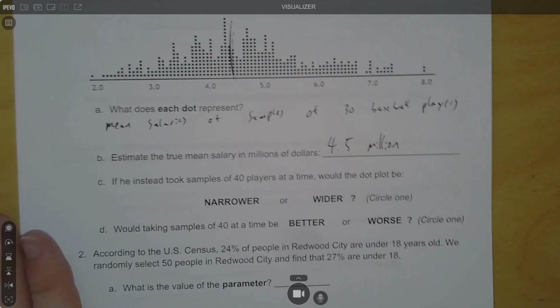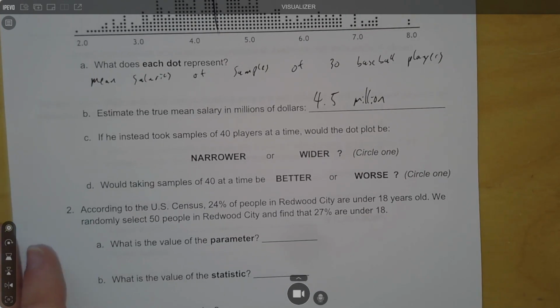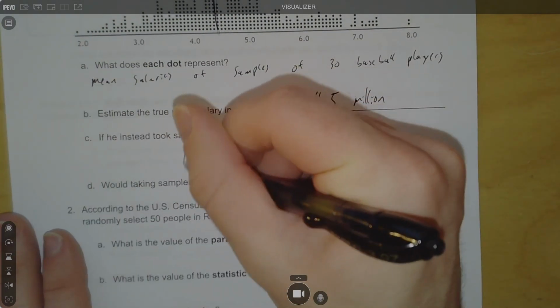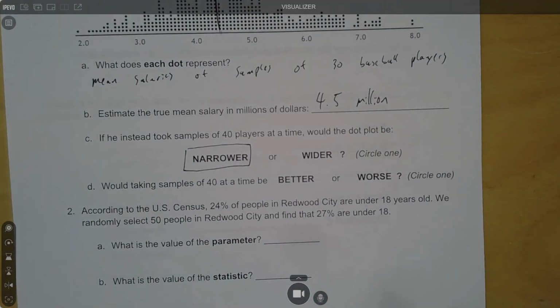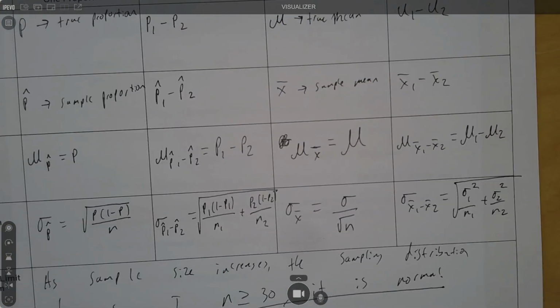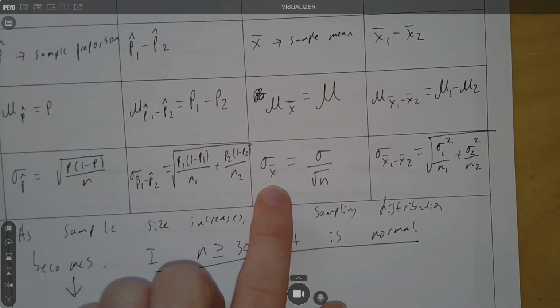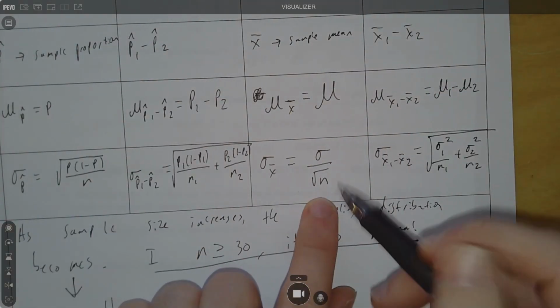Okay. If he instead took samples of 40 players at a time, the dot plot would be narrower. And I'm going to prove to you why that's the case. If we go back to our formula sheet here, if sample size increases, remember this is the standard deviation, right? And this measures the spread, how spread out the data is. Look what's on the bottom here.